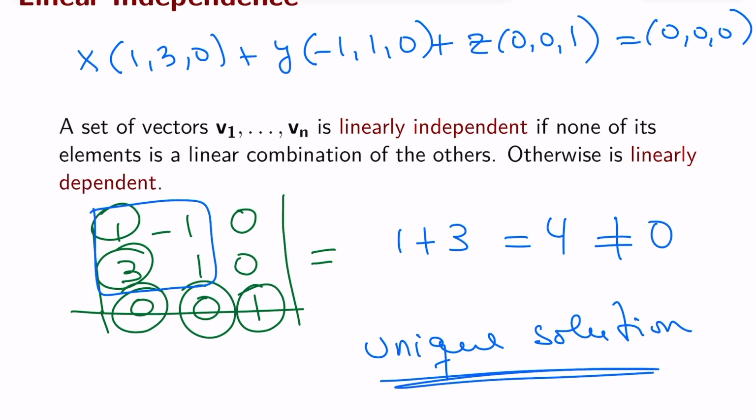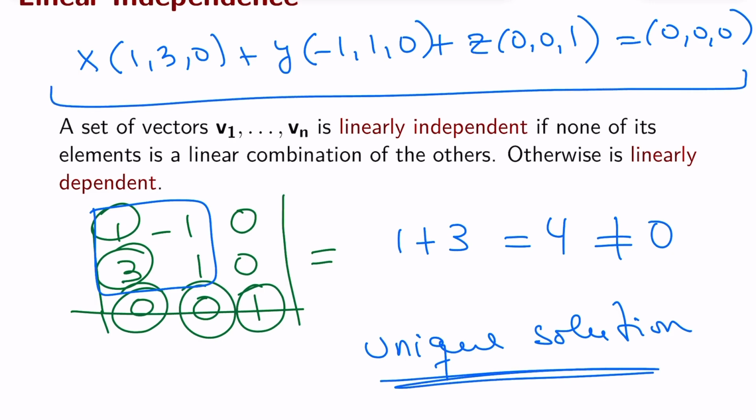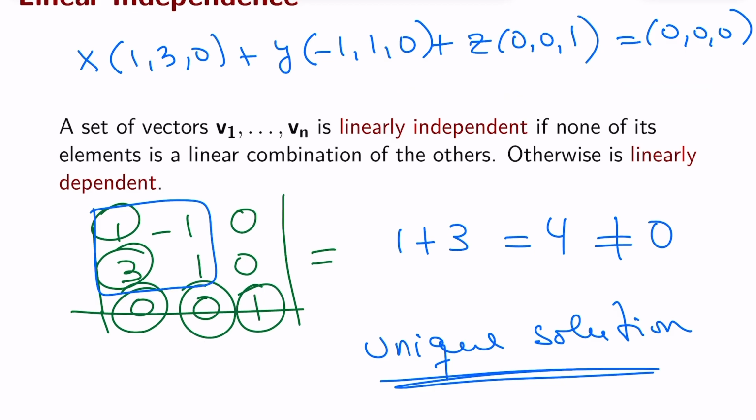That it has a unique solution means that this system here has only the solution 0, 0, 0, meaning that there are no other numbers that make this equation true. So in particular, we cannot put here numbers that are non-zero and so express one as a combination of others. That's not possible. The only combination is when they are all zero. So that means that none of the vectors here is a linear combination of the others. And so because of that, these vectors are linearly independent.